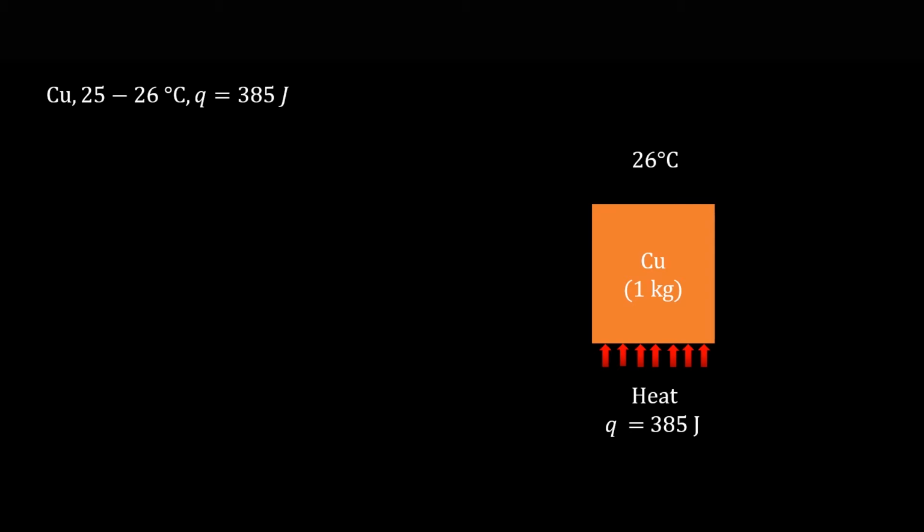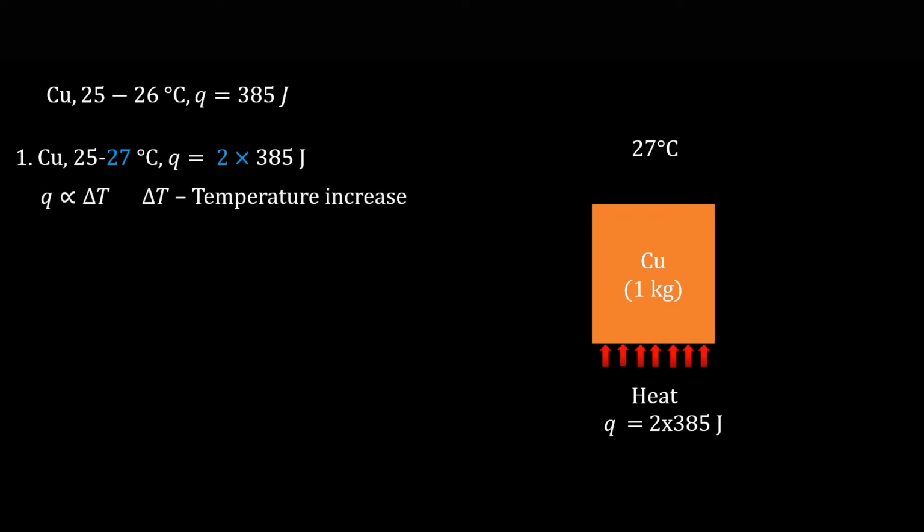Let's do a few changes to this scenario. First is to supply more heat so that it goes to 27 degrees Celsius. So now it is 2 degrees increase in temperature so that the heat supplied is also 2 times more. So Q is proportional to delta T.